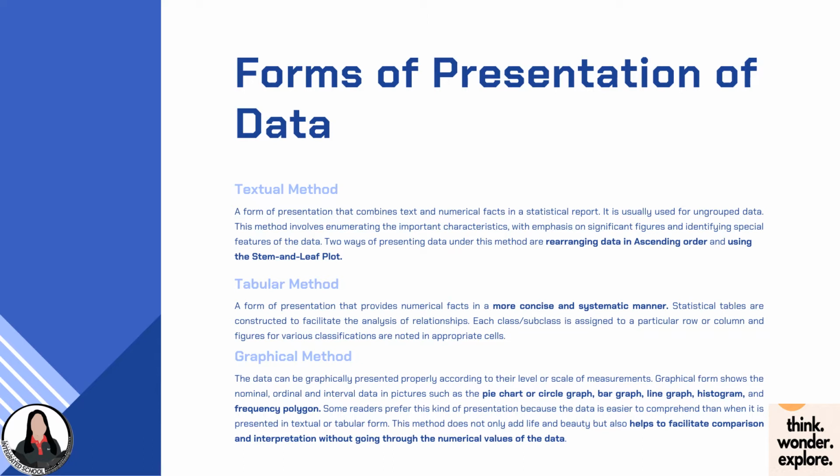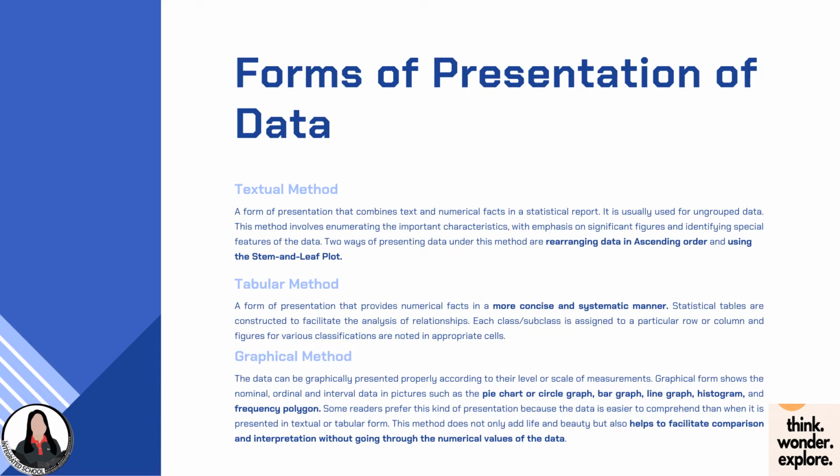For the tabular method naman, this is a form of presentation that provides numerical facts in a more concise and systematic manner. Kasi statistical tables are constructed to facilitate the analysis of relationships. So each class or subclass is assigned to a particular row or column, and figures for various classifications are noted in appropriate cells. And then for the last one, we have the graphical method.